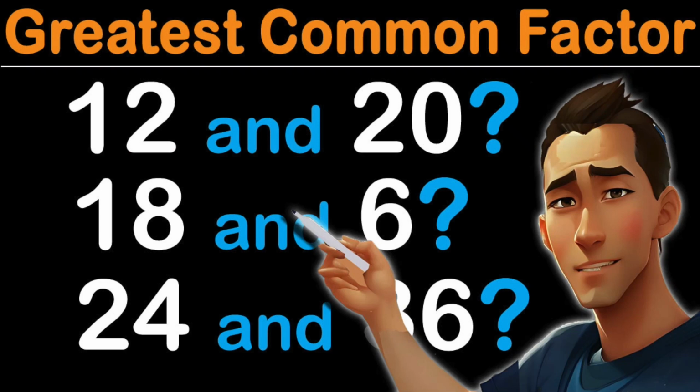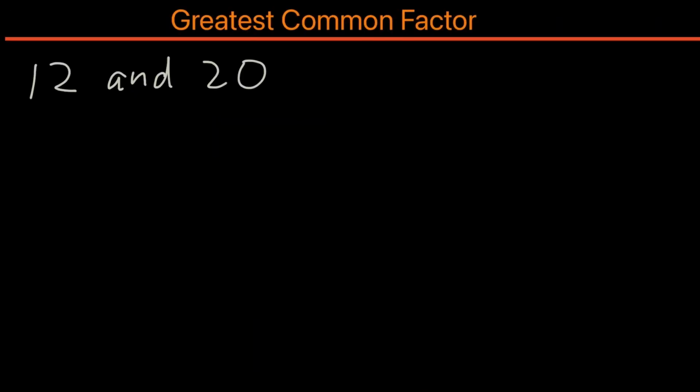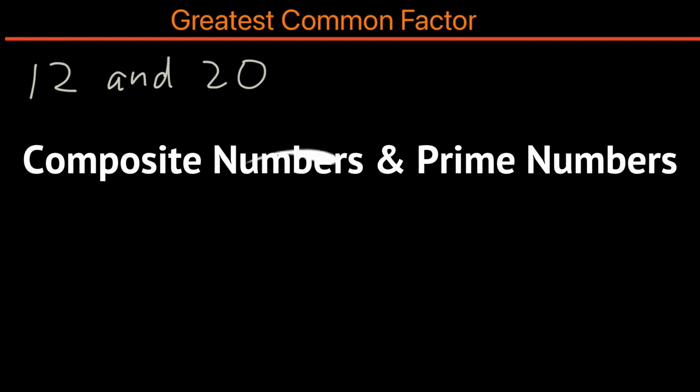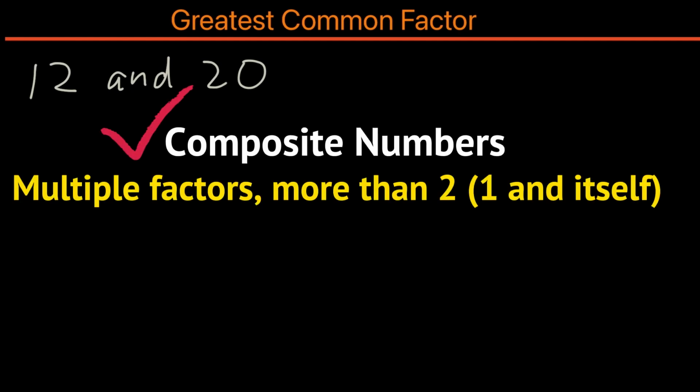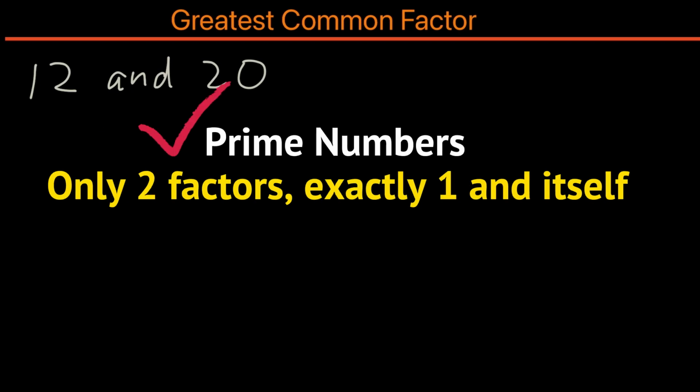In this video, I'll be going over how to find the greatest common factor. Before finding the greatest common factor, we need to know what composite numbers and prime numbers are. Composite numbers are multiples of numbers other than one and themselves, whereas prime numbers are only multiples of one and themselves.